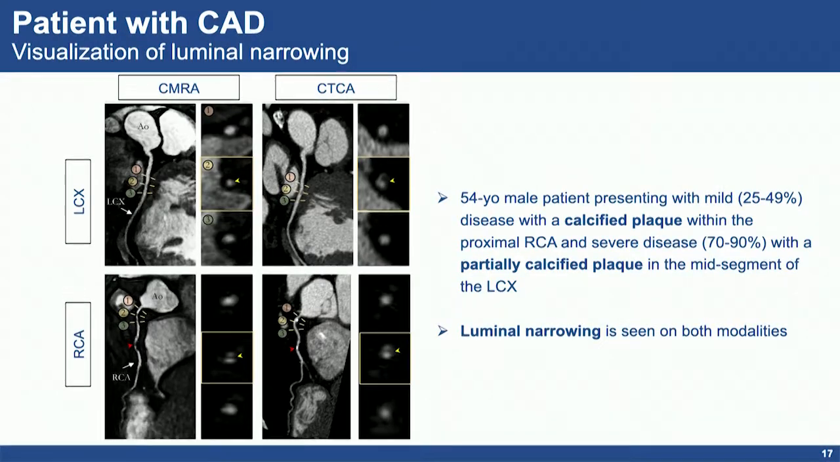Now, what about patients with coronary artery disease? I'm showing you here a 54-year-old male patient presenting with severe disease in the mid-segment of the circumflex artery, where we see a partially calcified plaque estimated between 70 and 90%. That results as well in a luminal narrowing on both CT and CMRA. So on this same patient as well, we saw a mild calcified plaque within the proximal RCA, visible here again on both modalities.